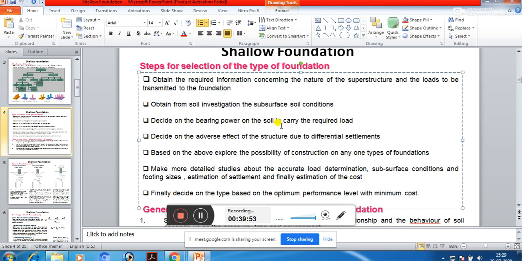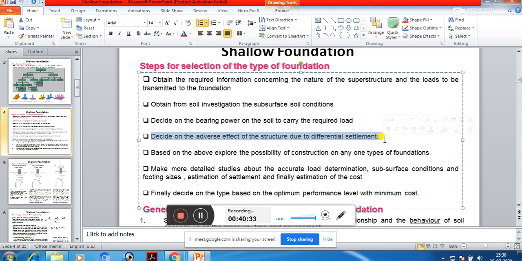Now next is, decide on the bearing power of the soil to carry the required load. And what is the bearing power? I have explained it. See, bearing power is nothing but not to overstress the soil. So you will have to find out how much the soil can bear. It should not exceed the limit of the bearing of the soil. That means the amount of shear stress the soil can take, the load which will be coming from the superstructure should not exceed that.